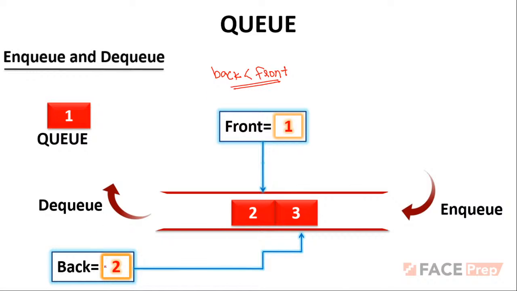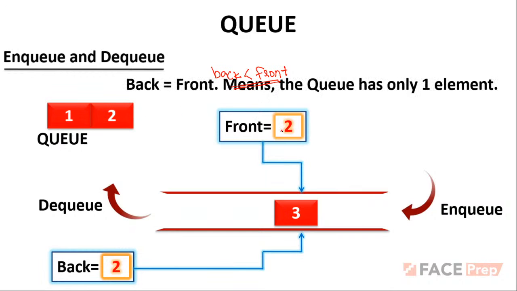So here the value of back is 2, front is 1. Is 2 less than 1? No, 2 is not less than 1. So the queue is not empty. So I can delete one more element, called 2. When I delete, the front value will be incremented by 1, which becomes 2.